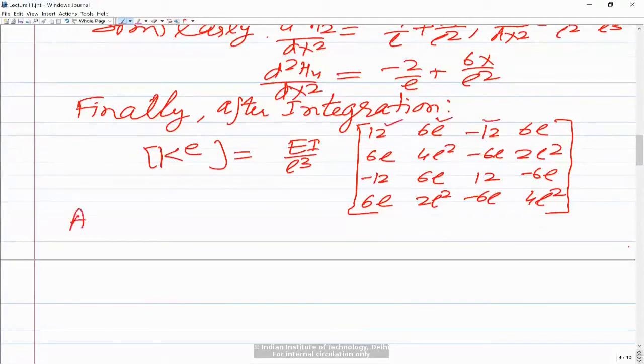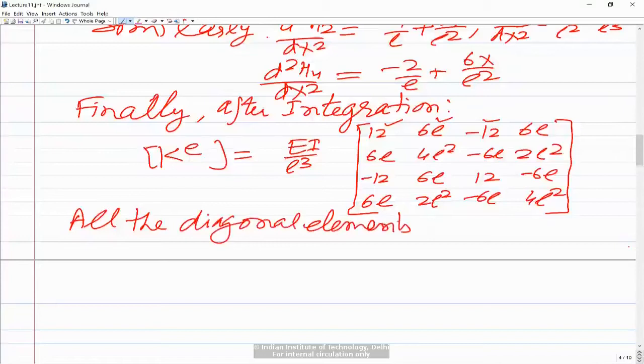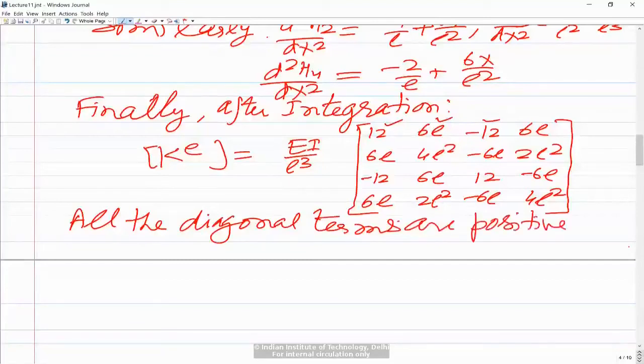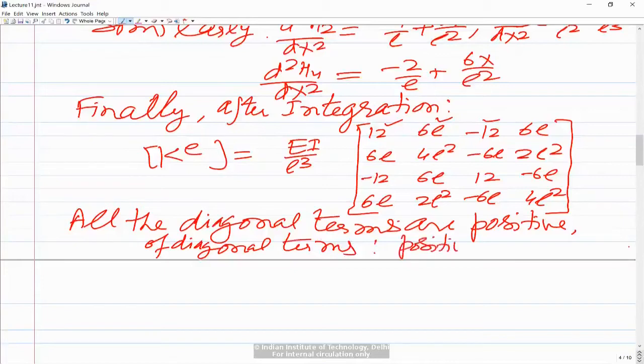So you can say that here all the diagonal elements, or you can also say all the diagonal terms, to differentiate from finite element. So you can say all the diagonal terms are positive, but the off diagonal terms are positive and negative. So if you look at the off diagonal terms, some of them are positive and some of them are negative.